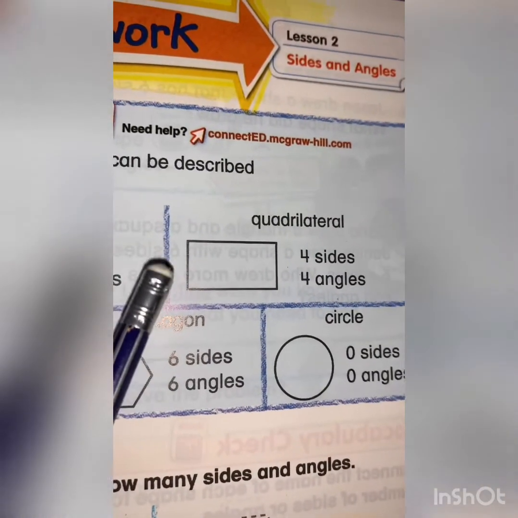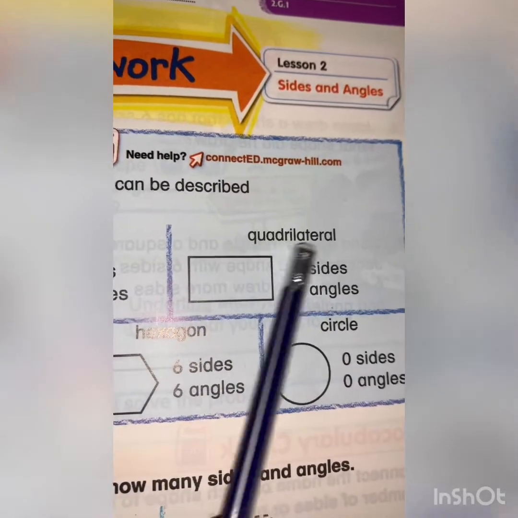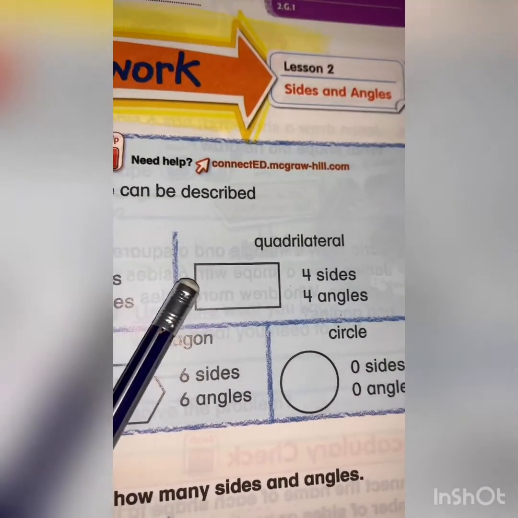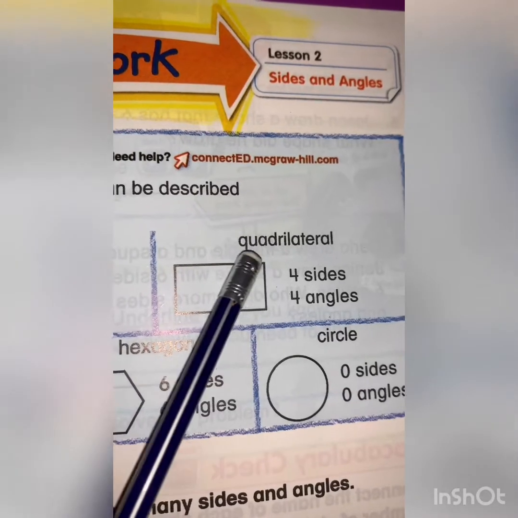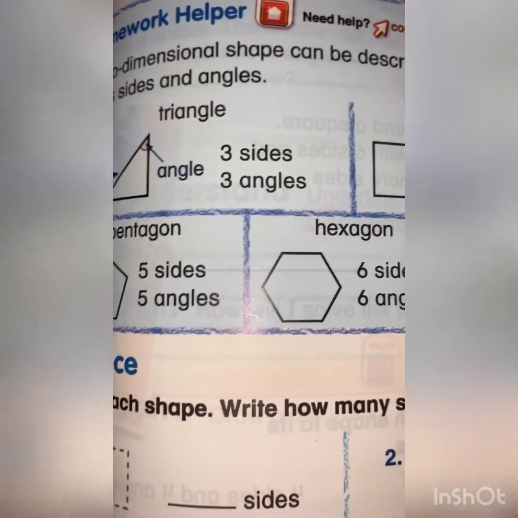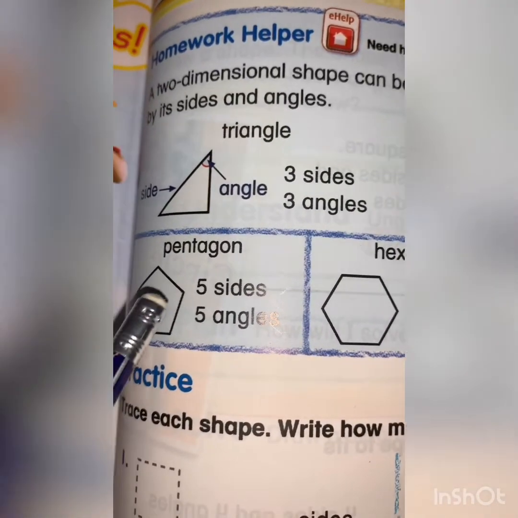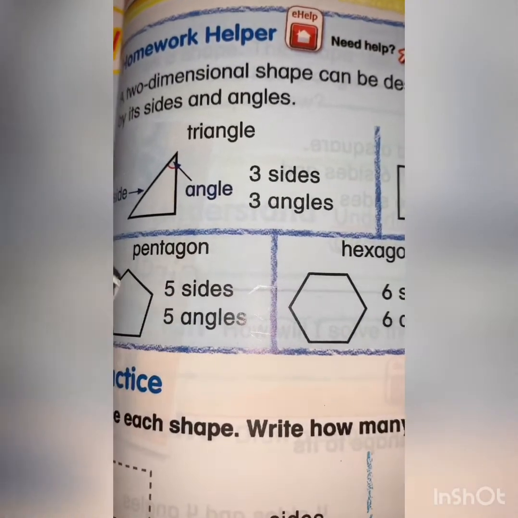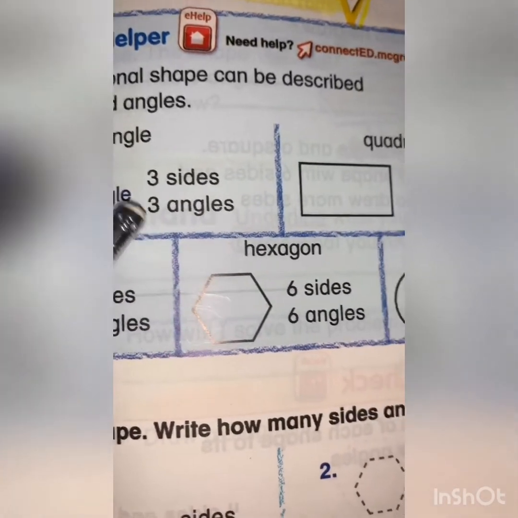We spoke about the quadrilateral shapes and we said any shape that has 4 sides, I can call it quadrilateral. That's why I have rectangle, square, parallelogram, trapezoid. All of these shapes I can call quadrilateral because they have 4 sides. And here I have 4 sides and 4 angles. We spoke about pentagon and we said pentagon has 5 sides and 5 angles. Sure, if it has 5 sides, it will have 5 angles. If it has 3 sides, it will have 3 angles, and so on.